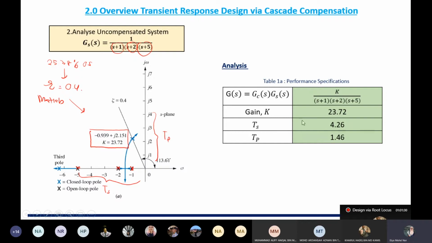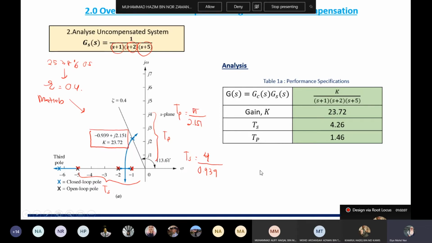The gain K is 23.72, and the settling time will be equal to 4 divided by 0.939. Can someone help to calculate whether it's correct to get 4.26? Correct. So the peak time is pi over 2.151. Can you help to calculate the peak time? Correct, thank you. So we have already done the second step.